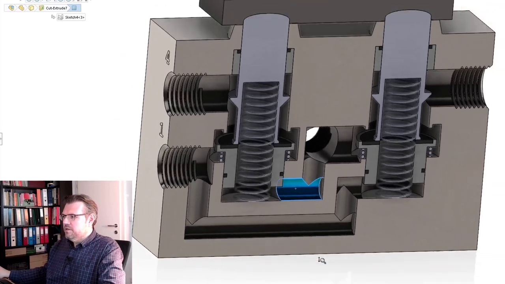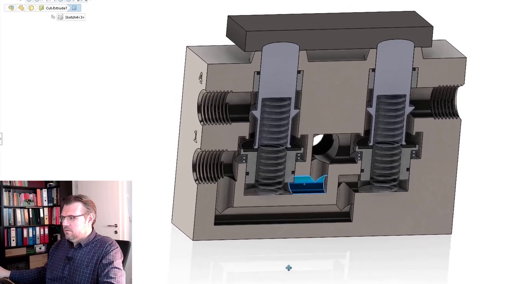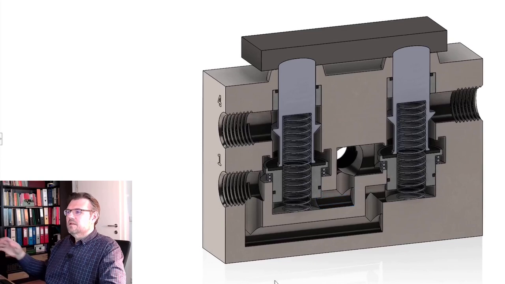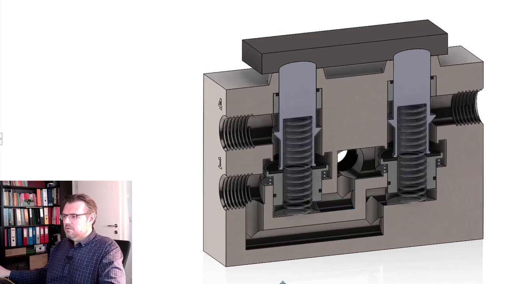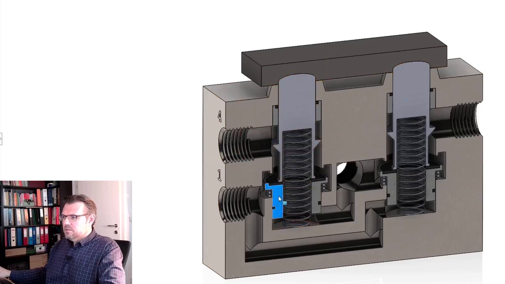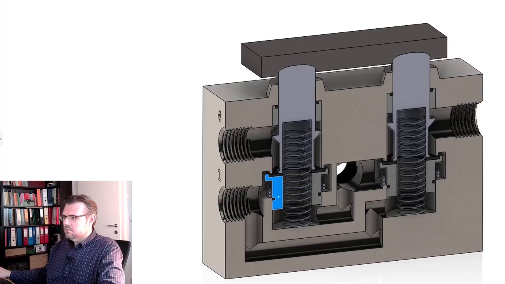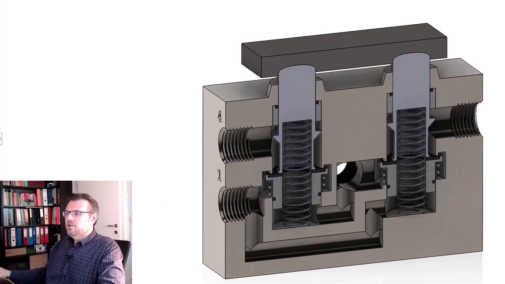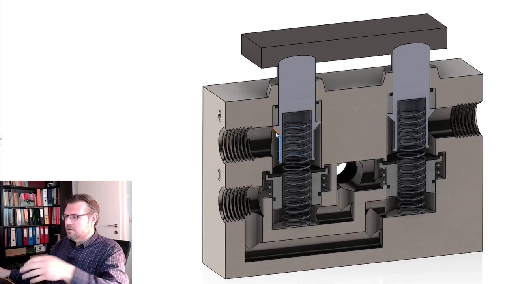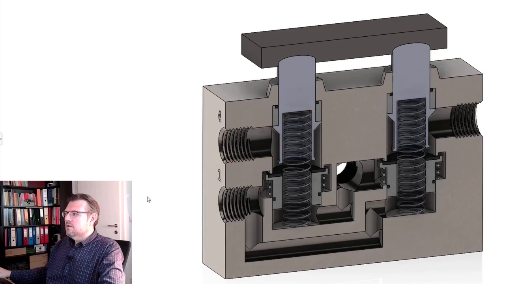Let's bring this to a position where we can look at it. So this is the switched position. And the other way around, this will then move up. This is the middle position where all ports are locked to each other. And now let's bring this even further. This is now the second position. So this is the rest position.